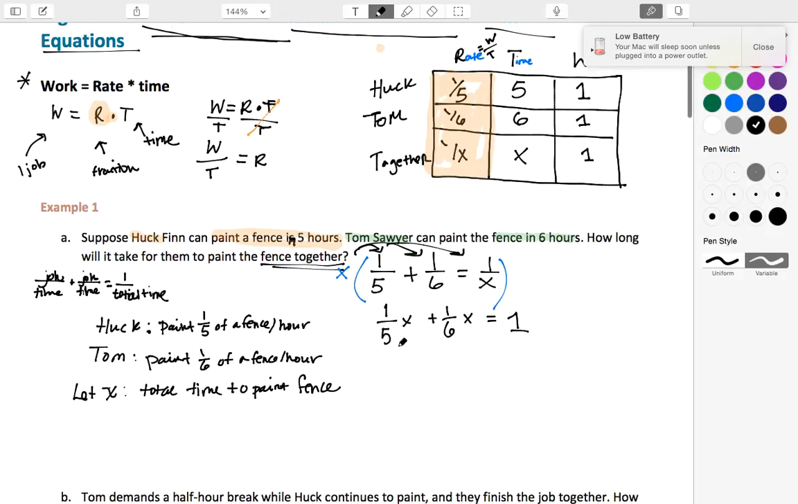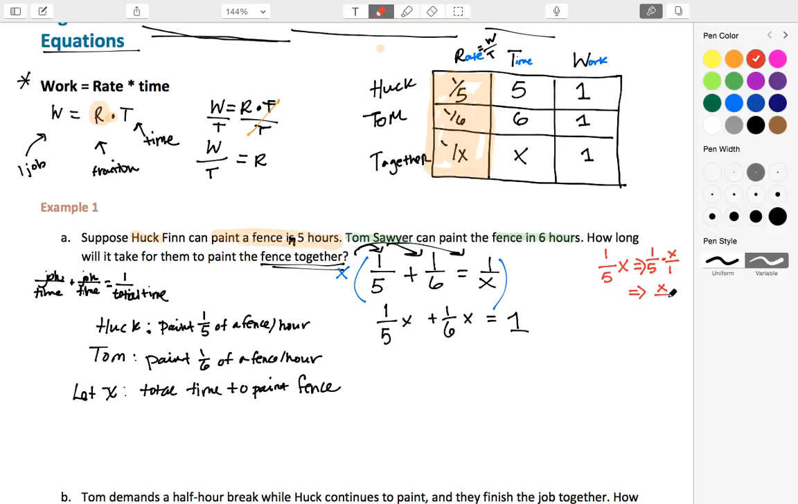Okay, so then at this point, we just need to solve for x. And remember, we just want to find the total time. So then from here, we can rearrange this. Remember I said in our class that 1/5 x is the same as writing it as 1/5 times x/1, which is the same as x/5. So that's all I'm going to do right here.